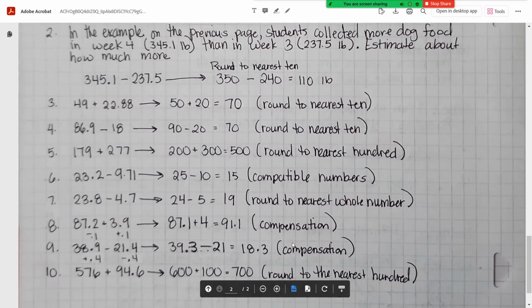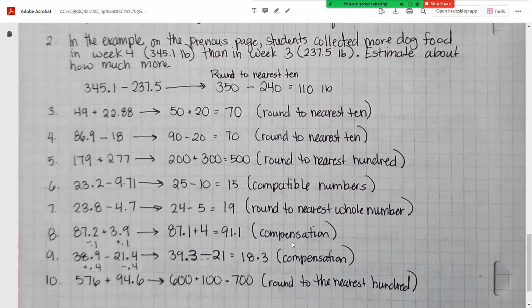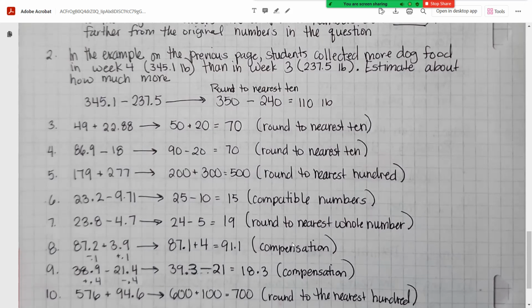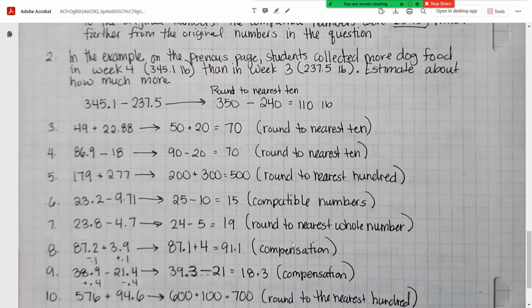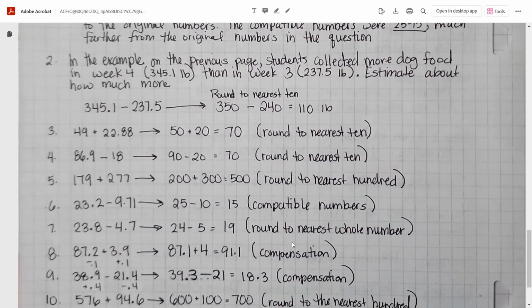So your answers may not match mine exactly, and that's okay because there are so many different ways that you can estimate in order to find your answer using mental math.